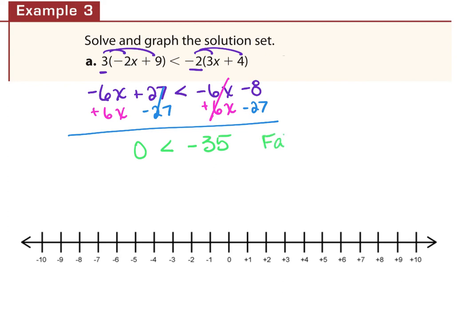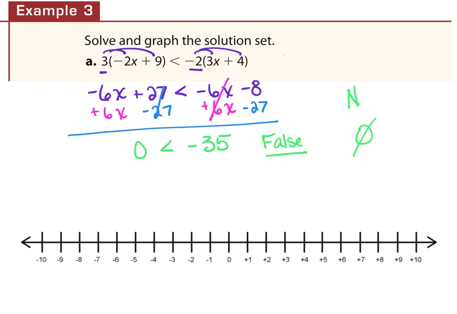This is false. When you have a false statement, what that tells you is there is no x that will ever make this a true statement. So if I'm asking you, hey, what x's make this a true statement? You're going to say, no x's make this a true statement. And the way you indicate to me that no x's will make this a true statement is you say this little guy right here, which represents the empty set. I'm saying what set of numbers makes 0 less than negative 35? You're going to say no numbers make 0 less than negative 35. And you can tell me no numbers by saying no solution, just like that.